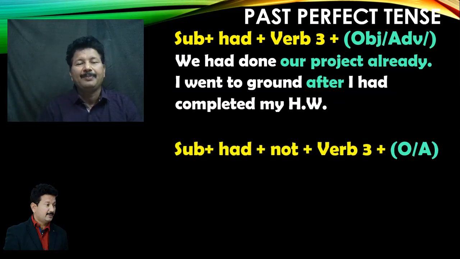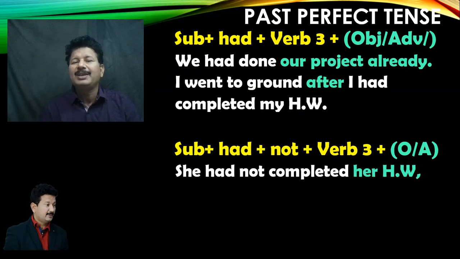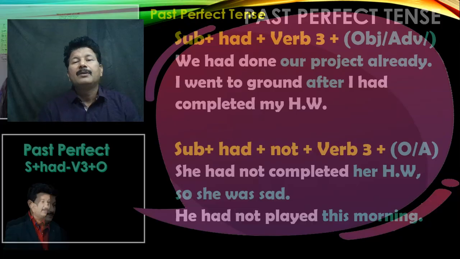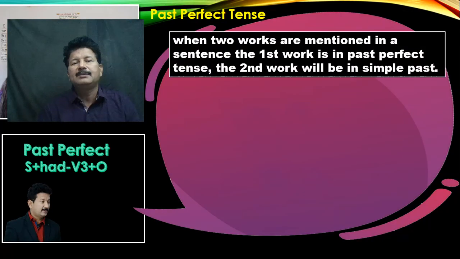Right. In the same way, subject plus had not plus V3, it's for negative. So she had not completed her homework. So she was sad. He had not played this morning. Right. So here is a very important rule that you have to follow. When there are two actions, the first action should be in the past perfect and the second action should be in the simple past.